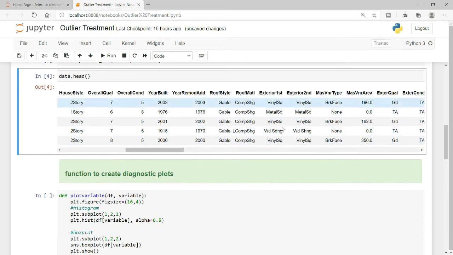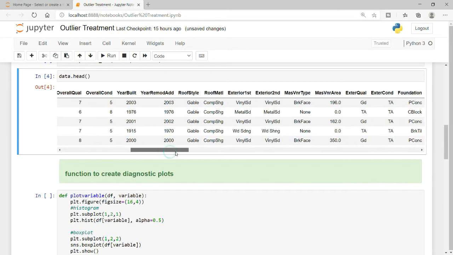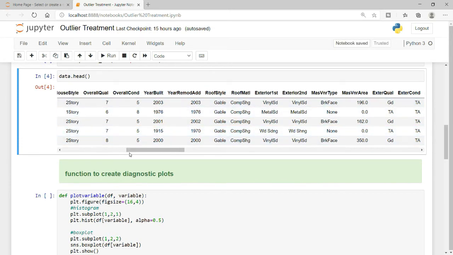Basically, these are my columns and features. There are numerical features and categorical features.